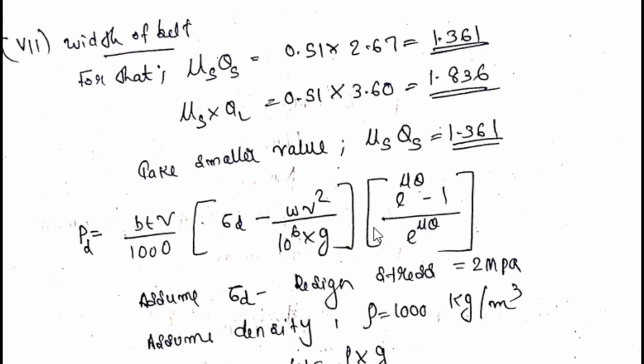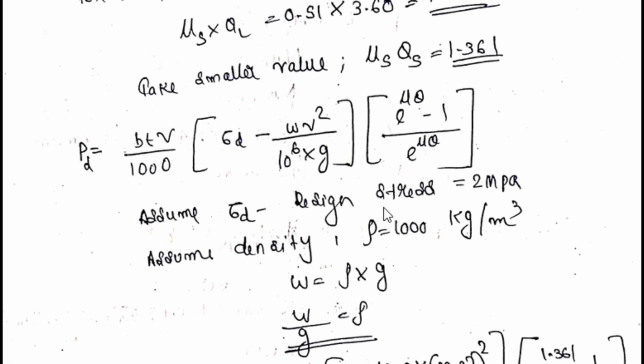All other values we know. Another thing we have to assume is the design stress sigma d. If it is not given in the question, just assume this flat belt is made of leather and the value to be 2 megapascal. You can assume any value because it's not given, but generally this design stress is taken as 2 megapascal. Then we also have to assume the density of the leather is 1000 kilogram per meter cube.